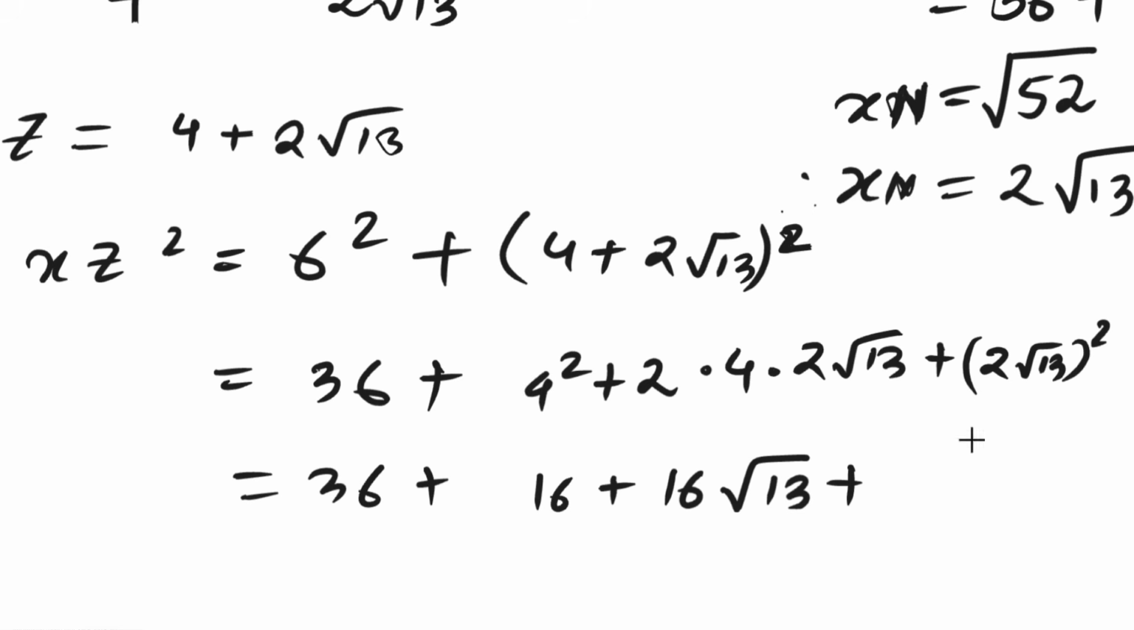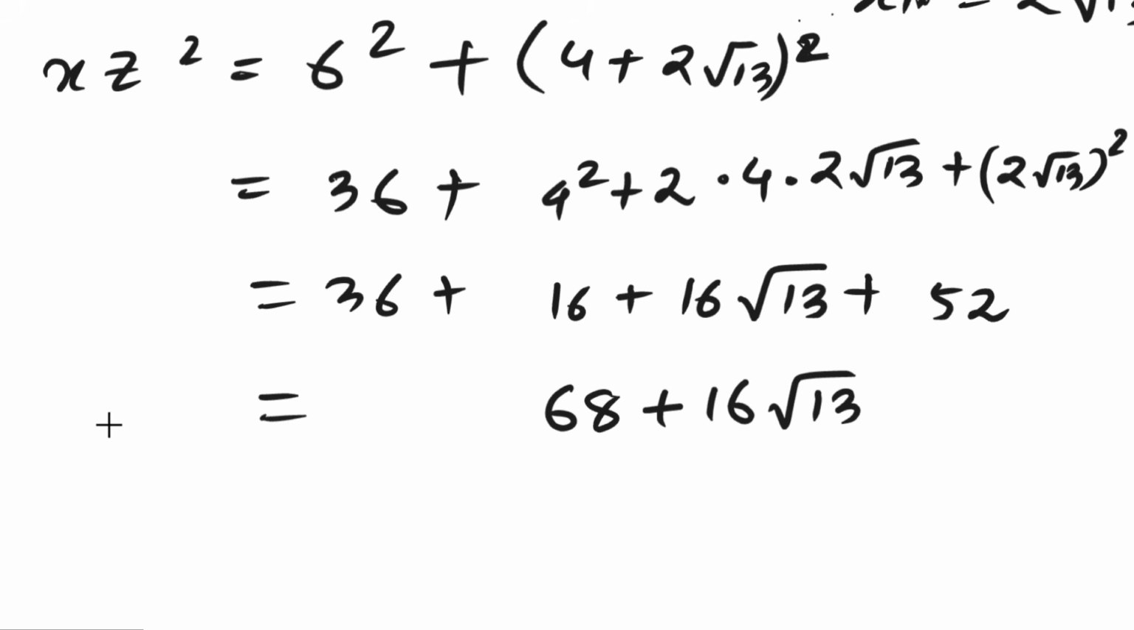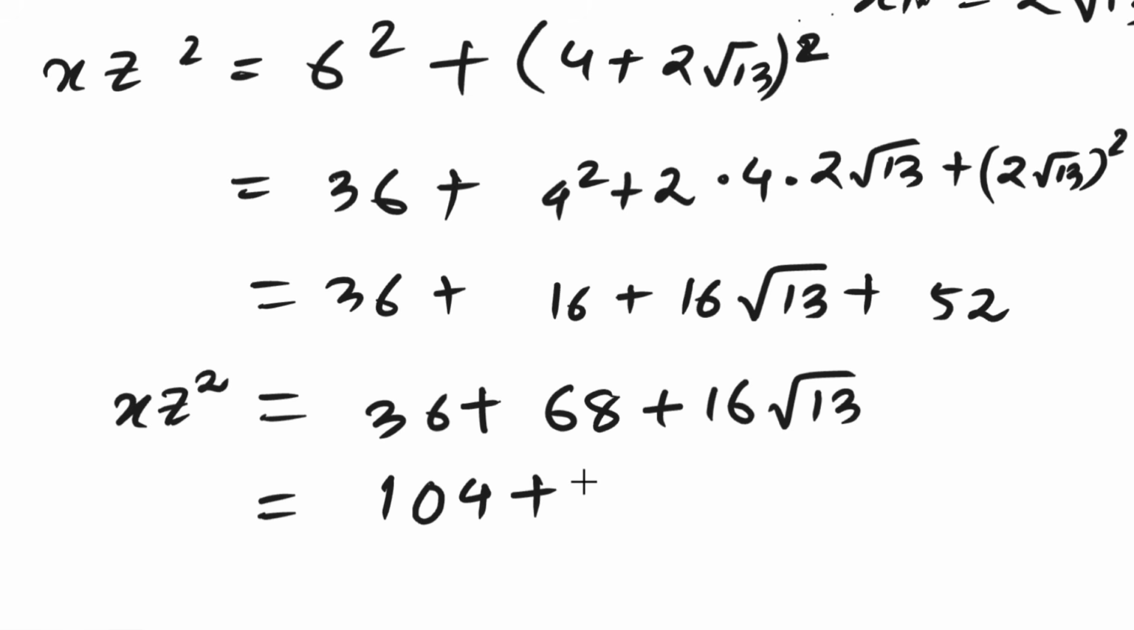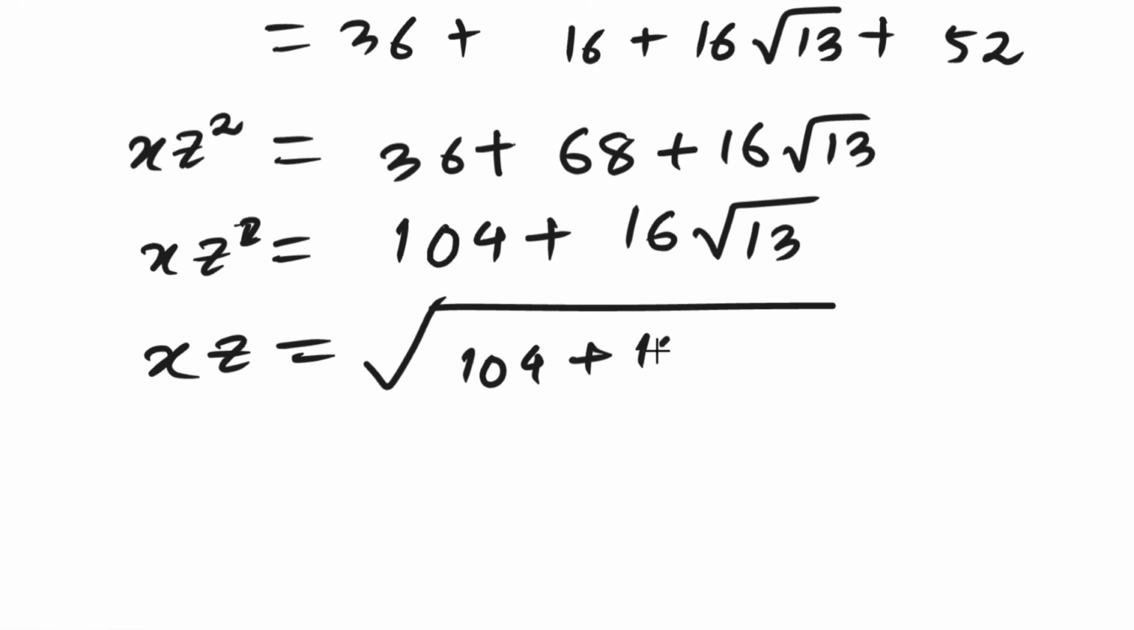Finally, 2 times the square root of 13 whole squared equals 4 multiplied by 13, which is 52. Adding these terms together gives 68 plus 16 times the square root of 13. Therefore, XZ squared equals 36 plus 68 plus 16 times the square root of 13, which simplifies to 104 plus 16 times the square root of 13. Taking the square root, we obtain XZ equals the square root of the quantity 104 plus 16 times the square root of 13.